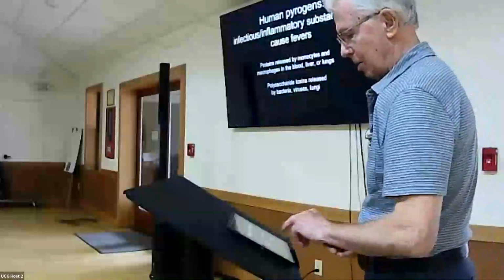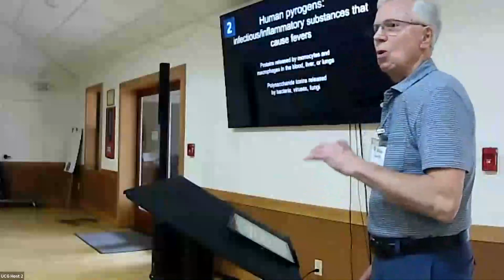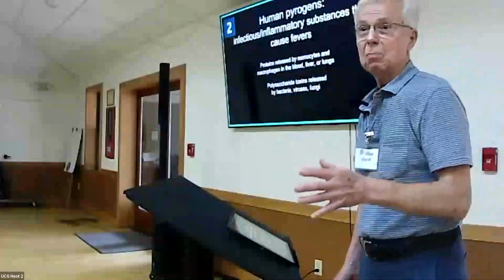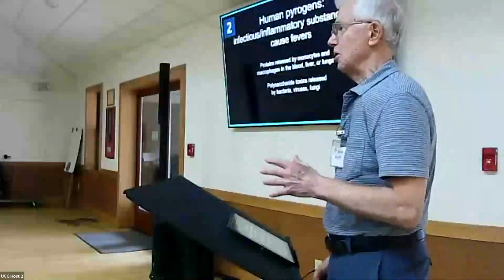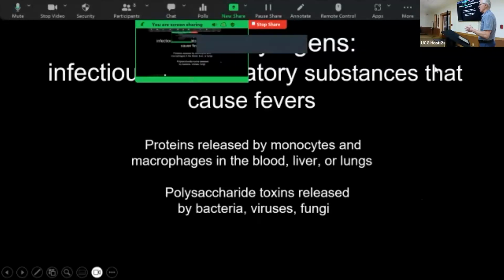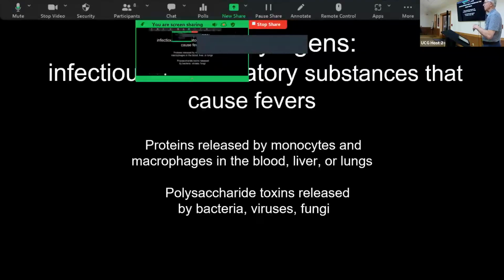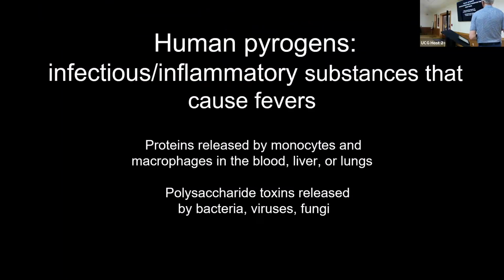Now, when we talk about a fever, I'm looking at this as a physician. We look at the cause of fever. Why does a person have a fever? The cause is related to what we call pyrogens. Pyrogens are substances, polysaccharides that come from bacteria and fungi and viruses, and proteins that come from cells within our body, the monocytes and the macrophages that are found primarily in our blood, but also in our liver and our lungs.